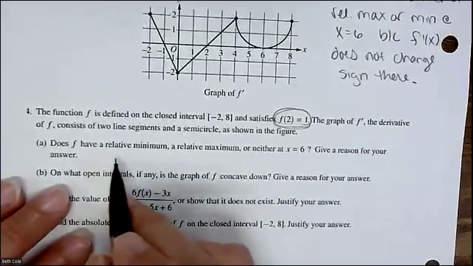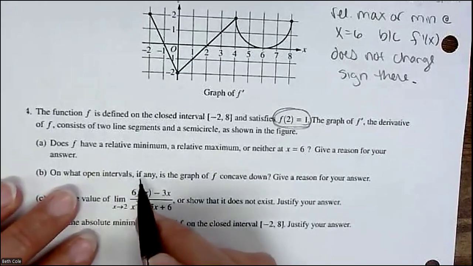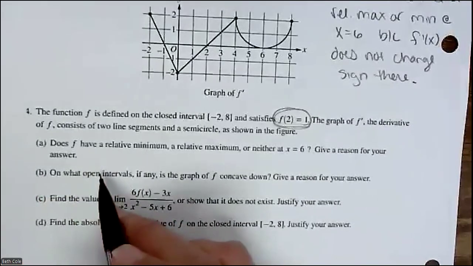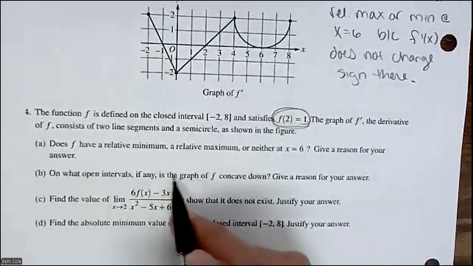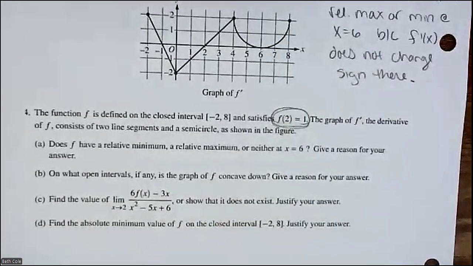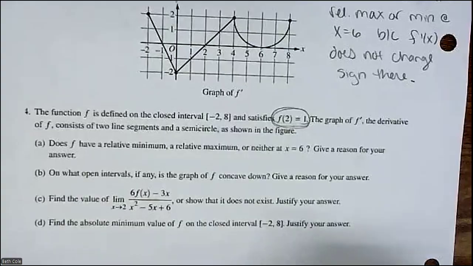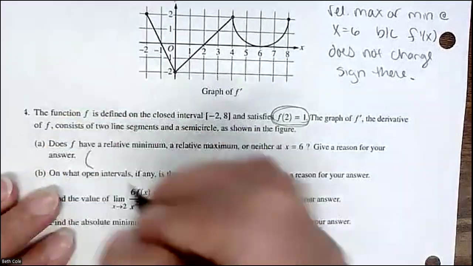All right, letter B. On what open intervals, and that does mean parentheses, to clarify, because we were talking about that, is the graph of f concave down? Again, this is not the graph of f. You have to use this graph to interpret. So what intervals did you say?